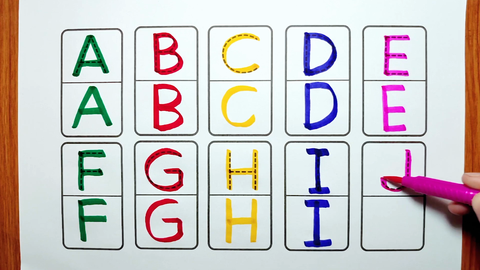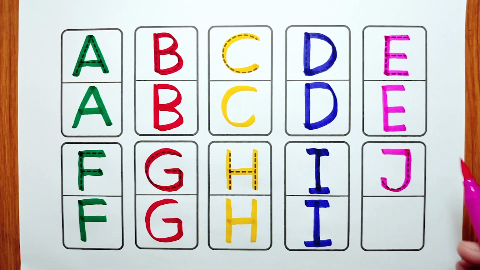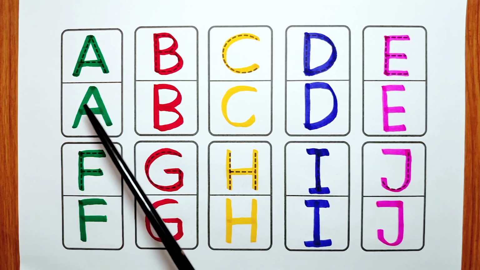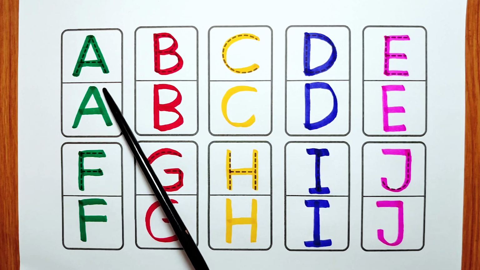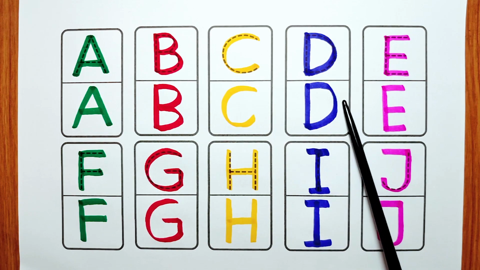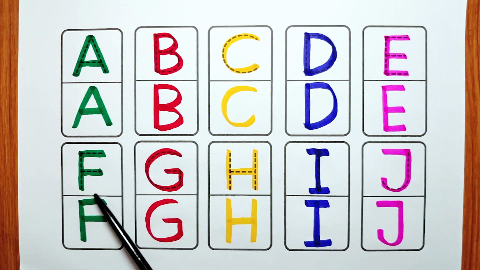J for jelly. J for jug. A, B, C, D, E, F, G, H, I, J.